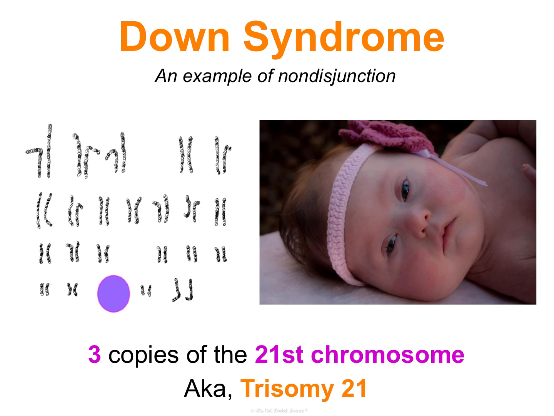One of the most popular forms of non-disjunction is Down syndrome. We basically have 3 copies of chromosome number 21. That's why it's called trisomy 21 inside of that egg or sperm cell. Chromosome number 21 is really small, and so little pieces of DNA are more likely to get lost during the replication process than really large pieces of DNA.